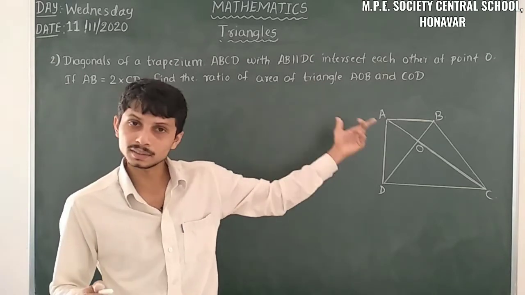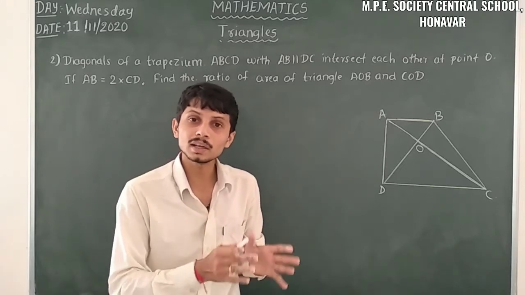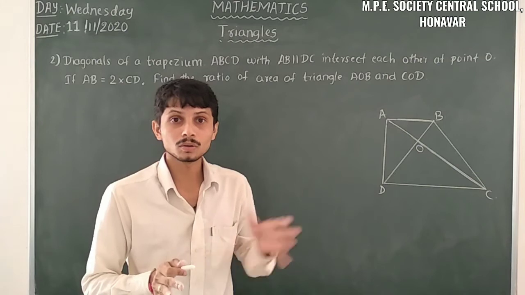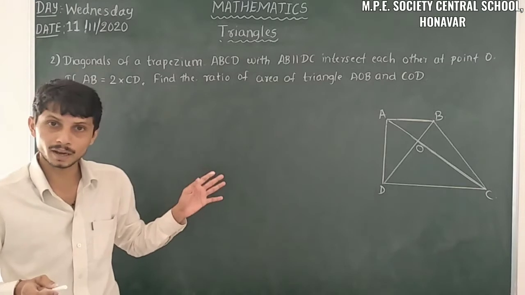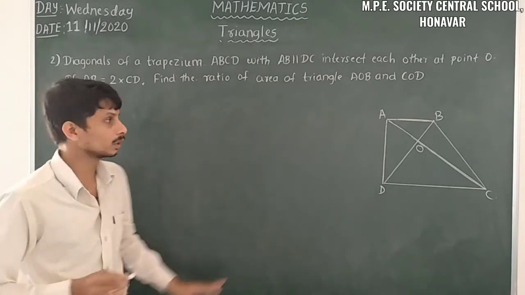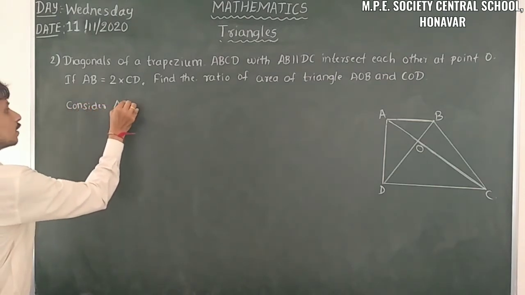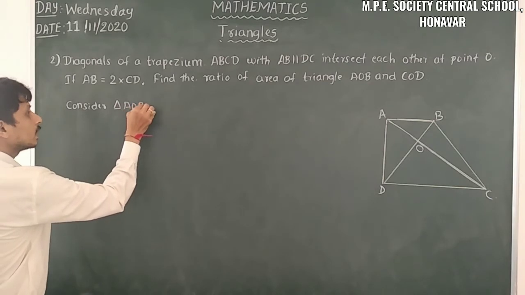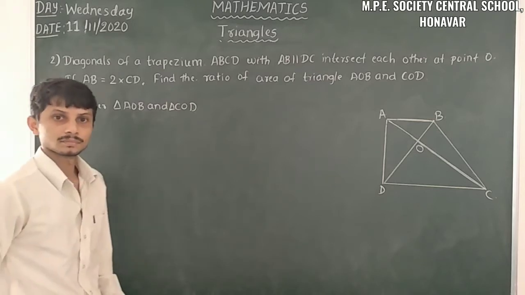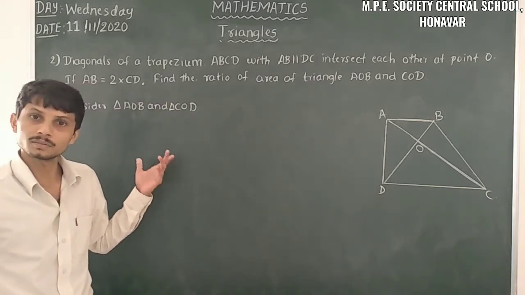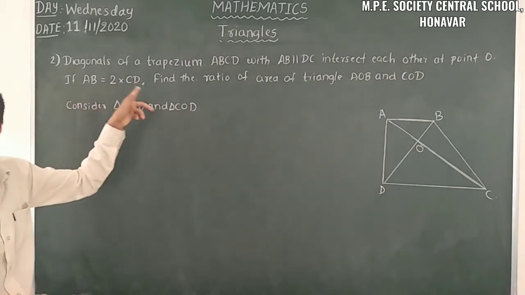Here AOB is there, here COD is there. According to the theorem, we have to take the area of similar triangles. Firstly, we have to know whether those triangles are similar or not. So firstly, consider triangle AOB and triangle COD. Before that, we can write the given things. So given, AB is equal to 2 into CD.